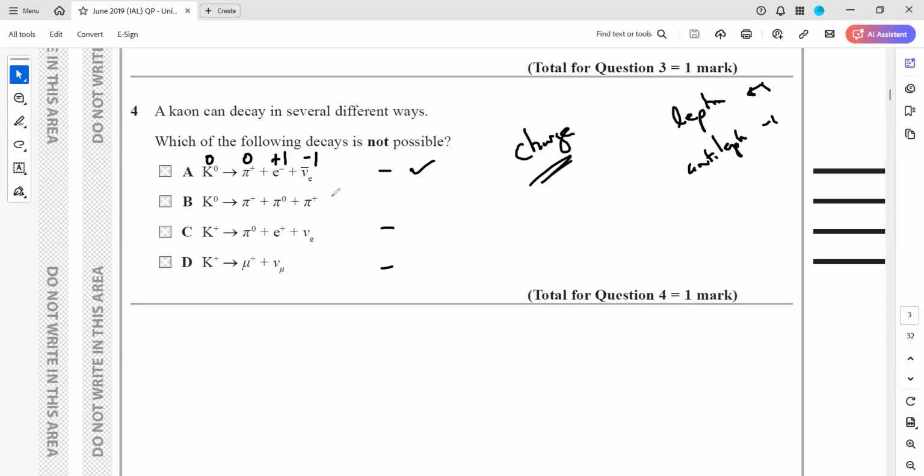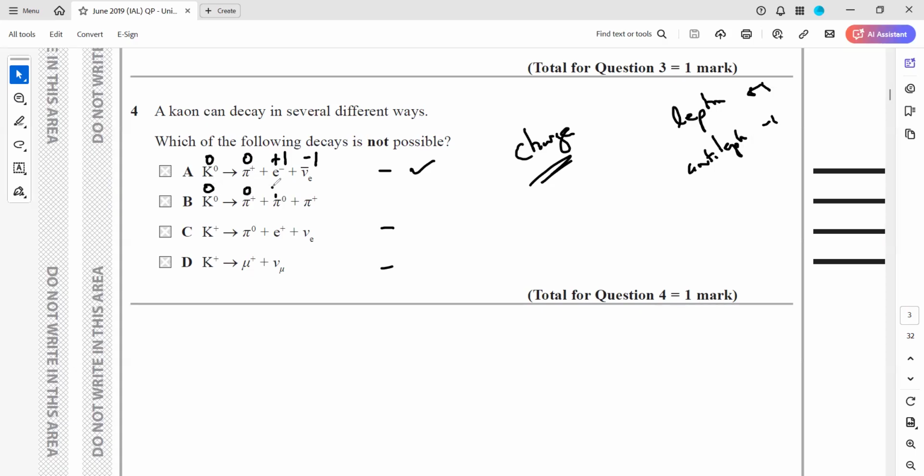Yeah, that's what I'm saying. The correct answer is B, which is not possible. I already worked it out, but I just want to show that you can also check with other numbers as well. So B is not possible. I already mentioned it is not possible. But the thing is, you can also check with other variables, like the baryon number, lepton number, but first you start with the charge.